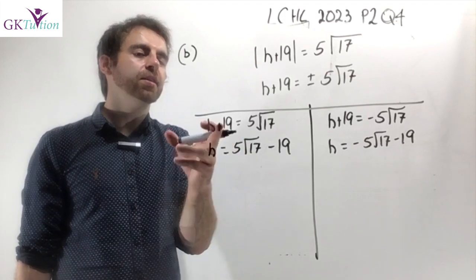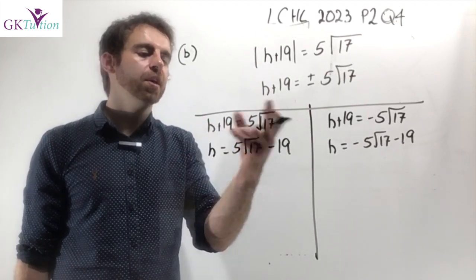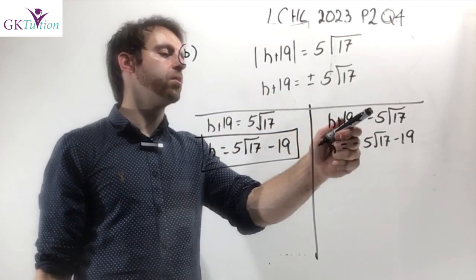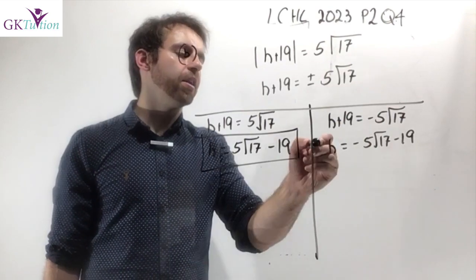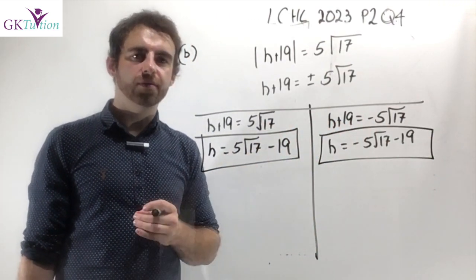And if you do that, then I just split it in 2. In one scenario, it's plus 5 root 17, and you subtract 19 from both sides, and there's one answer. In the other scenario, it's minus 5 root 17. Again, you subtract 19 from both sides, and there's your second answer. And that's all you have to do for part B here.